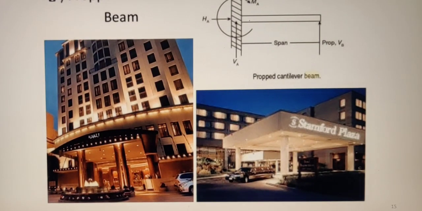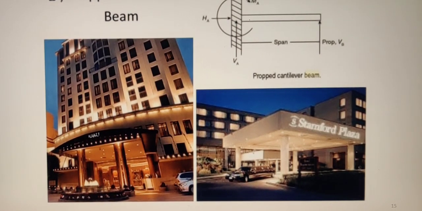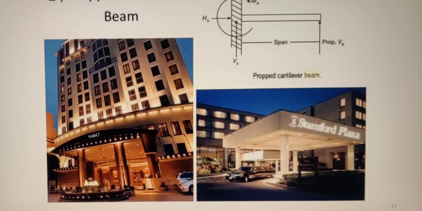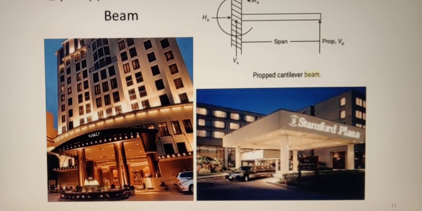And the last one is the propped cantilever beam. Propped cantilever beam means one end is fixed and the other end is supported. So here you can see the porch. If the slab is supported on a beam, you can call it a propped cantilever beam. That is, one end is built into the wall of the building and the other end will be supported on columns.